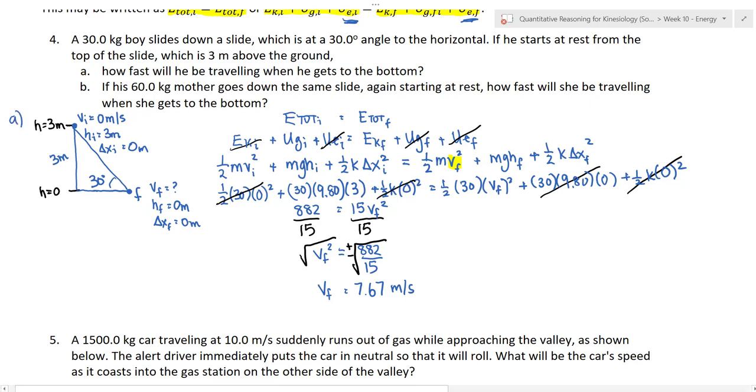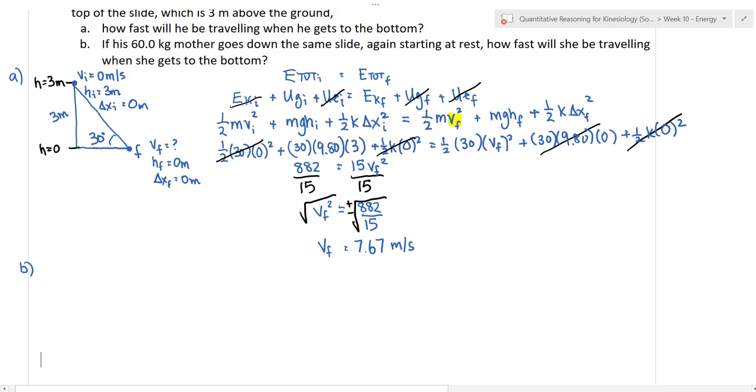Now in part B, the only difference is that instead of the boy who was 30 kilograms going down the slide, we have a 60 kilogram mother that goes down the same slide. Again, starting at rest, we want to know how fast she's going to be traveling when she gets to the bottom. Okay, so the process is all exactly the same. We get to this step right here, and the only difference is that the 30 would become a 60 instead. So let's just go ahead and change those 30s into 60s.